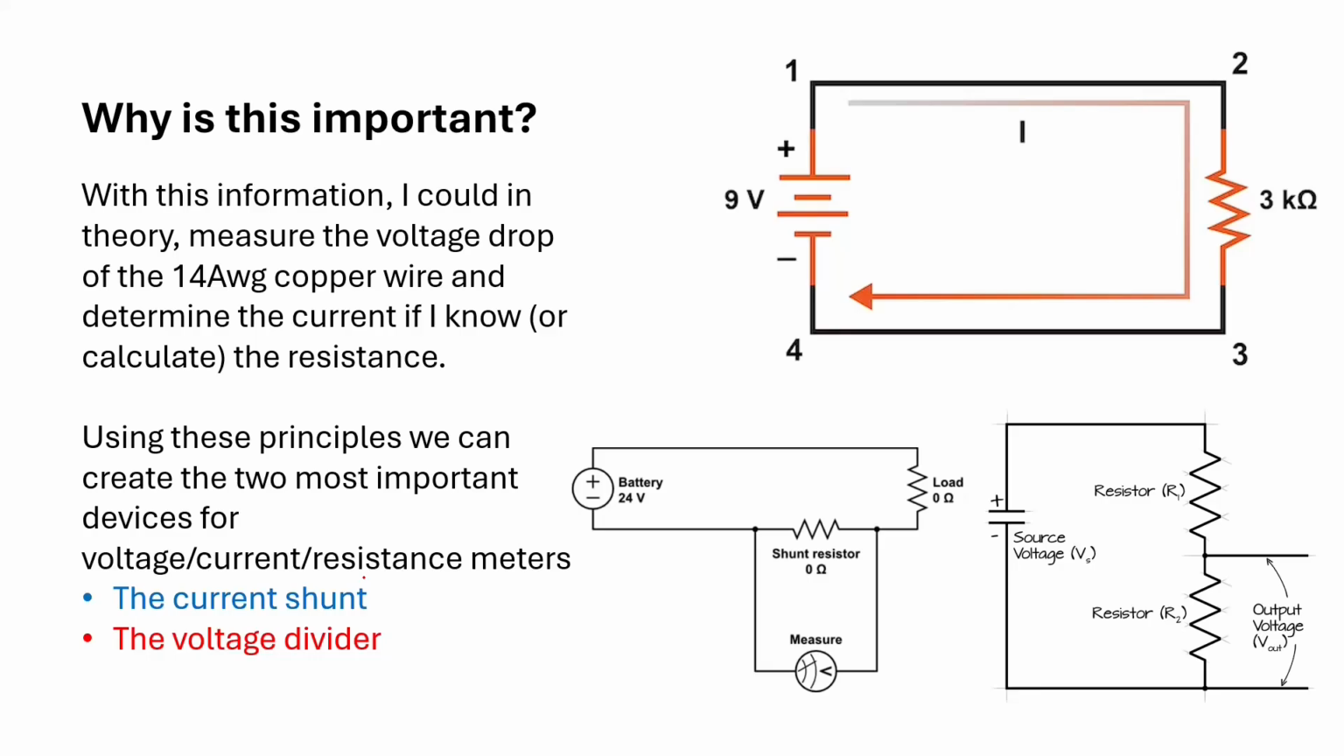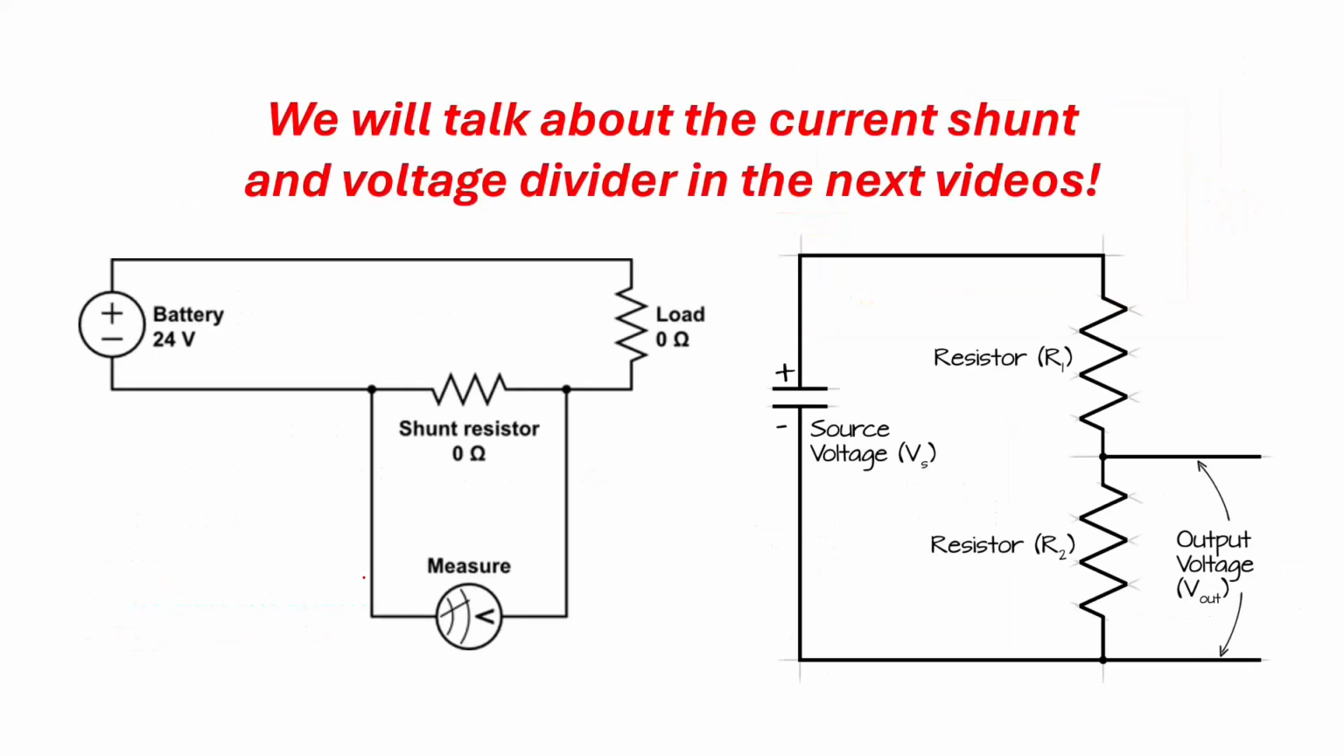and we understand that all copper and aluminum, all conductors, have a voltage drop across them when running a current because they do not have a 0 ohm resistance across them. They have a known resistance, and that is extremely important when we deal with the current shunt and the voltage divider, which is going to be in the next video.